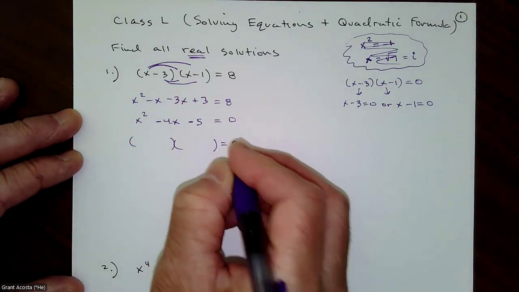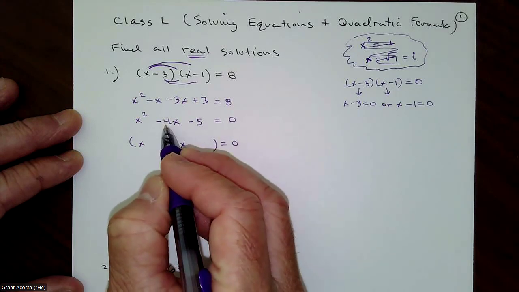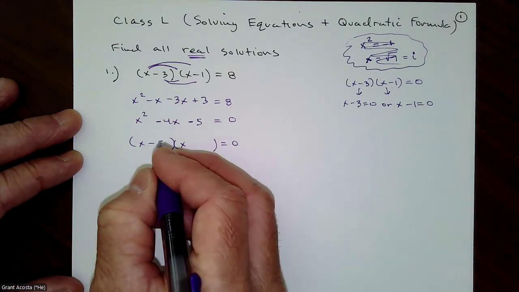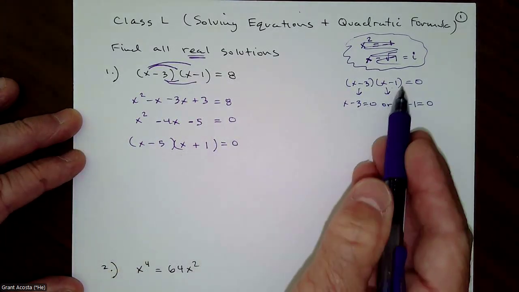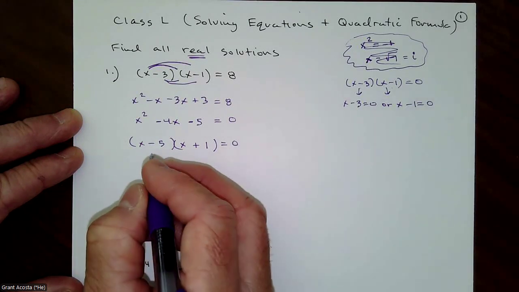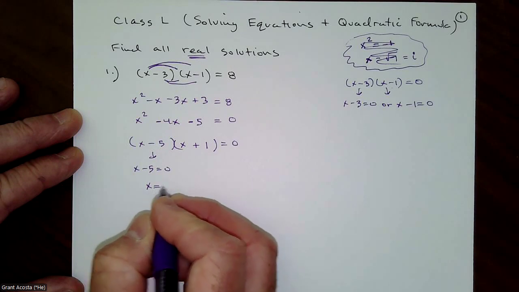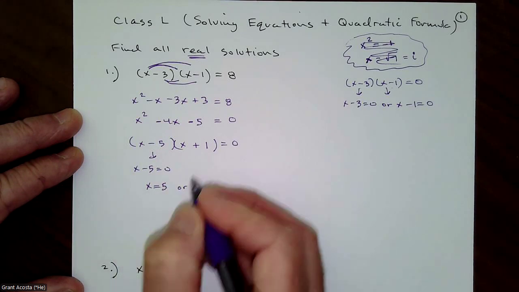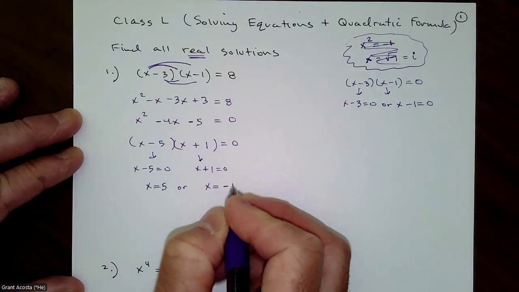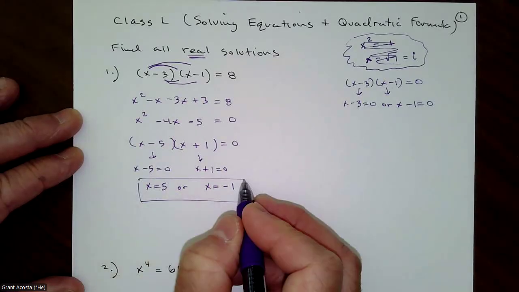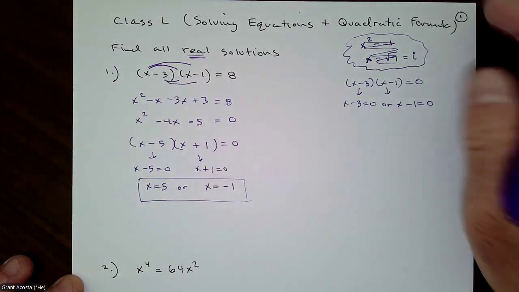And that will factor. Two numbers that multiply to -5 and add to -4 would be -5 and +1. So now we can use the zero product property and say that either x - 5 is equal to 0, which means x is equal to 5, or x + 1 is equal to 0, so x would be equal to -1. Okay, so this is only useful if the right side is equal to 0.